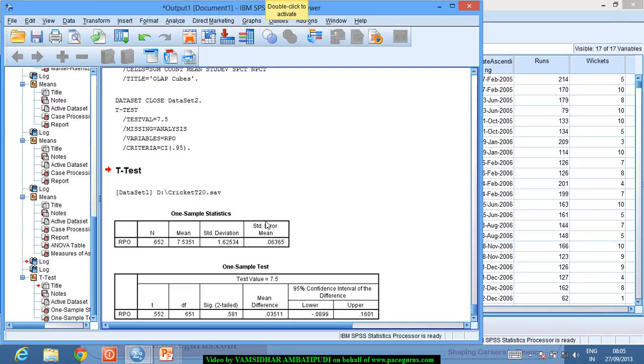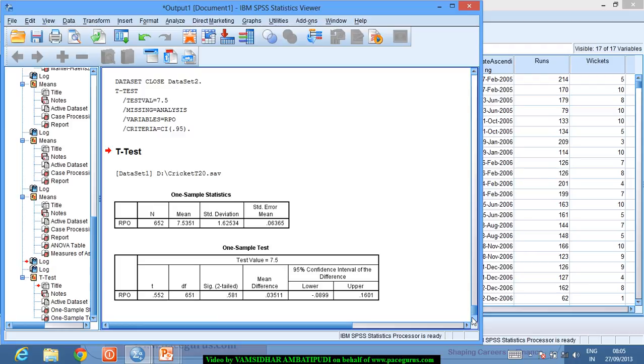so I'm getting a result. Now let's walk through this result. The N, the number of records that were considered, was 652, and there is a mean which is 7.53. This is from the sample. We have hypothesized it with respect to 7.5. My sample has given a calculation of 7.53. Along with that, some standard deviation of 1.62 and a standard error.